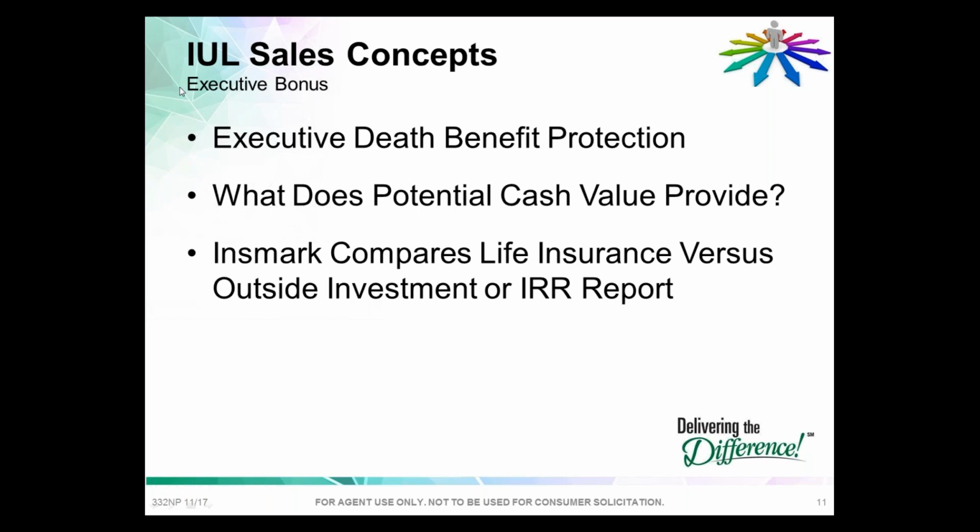And a lot of times we see executive bonus with indexed universal life as being kind of a combination of death benefit and retirement type of planning, almost like a deferred comp type of structure, where they can get the death benefit protection for their family, but also potentially have a nice retirement income source through this indexed universal life policy. And in terms of presenting that aspect, I would again put you back to Insmark as a great tool. And again, I would look for the internal rate of return report or the life versus outside investment to really demonstrate the value that cash value and indexed universal life can provide versus maybe another vehicle.